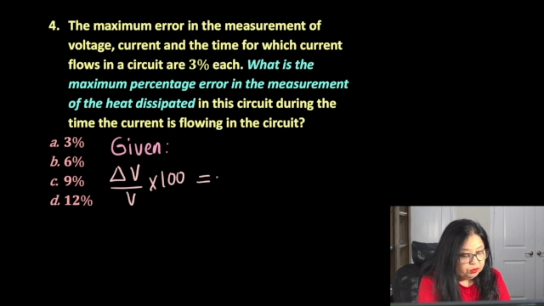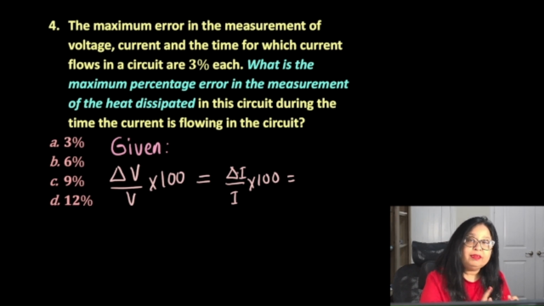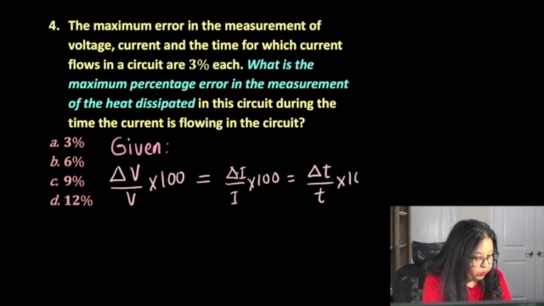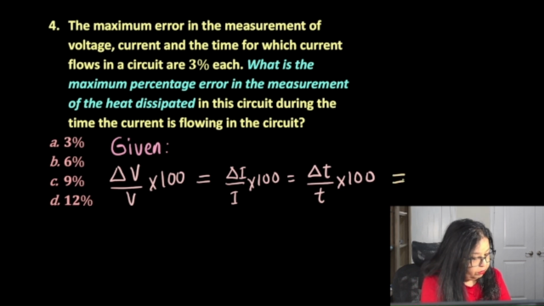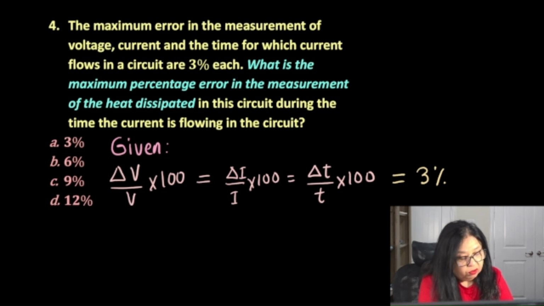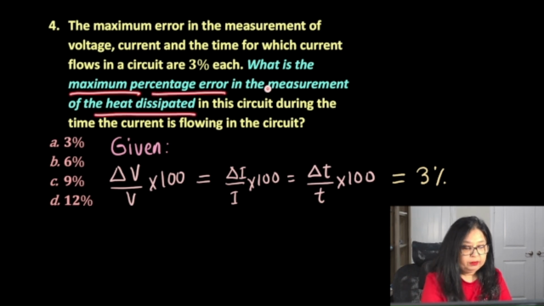It is same as the percentage error in the current, which is delta I over I times 100. And that in turn is same as percentage error in the time, which is delta T over T times 100. All 3 of them are equal to what? 3%. All right. What are we asked to solve for? We're asked to solve for the maximum percentage error in the measurement of the heat dissipated.